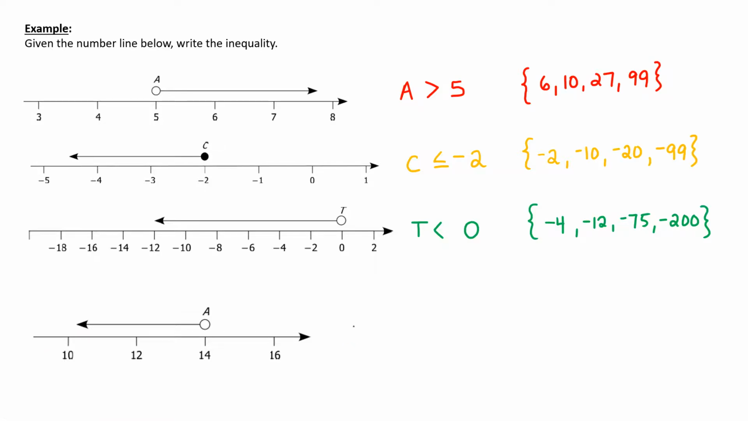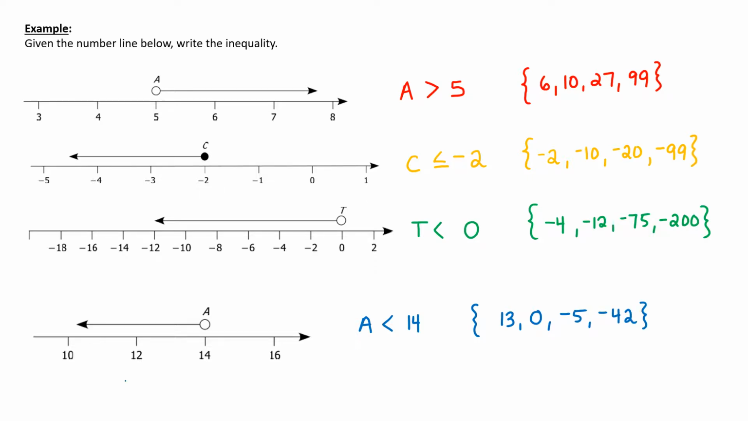And let's see the last one here, A. A has an open circle, so we're going to go 14, and A is going to be less than 14. That means the little arrow points to the left. And so numbers that satisfy that would be 13, 0, minus 5, minus 42.